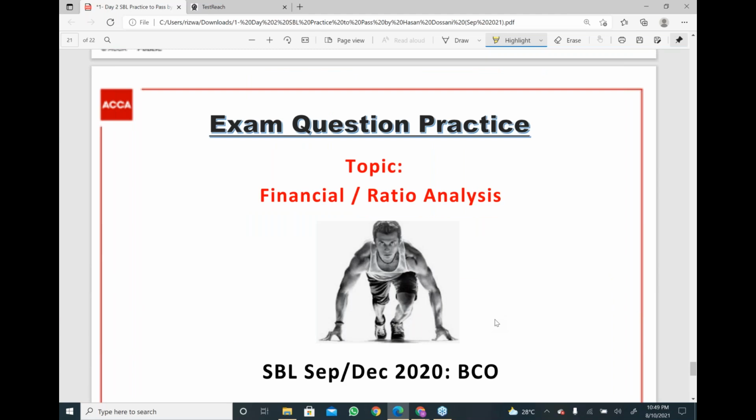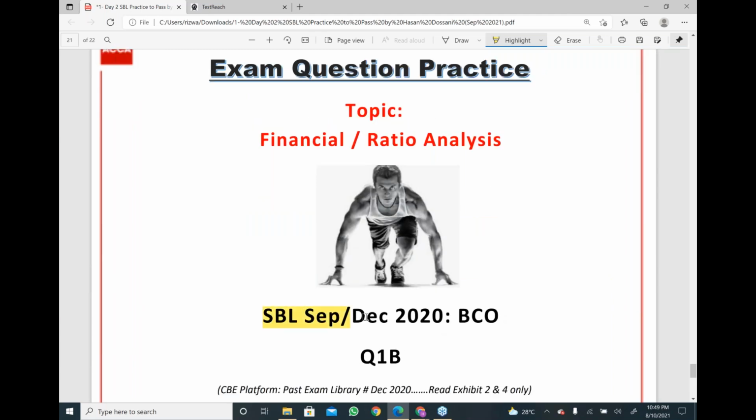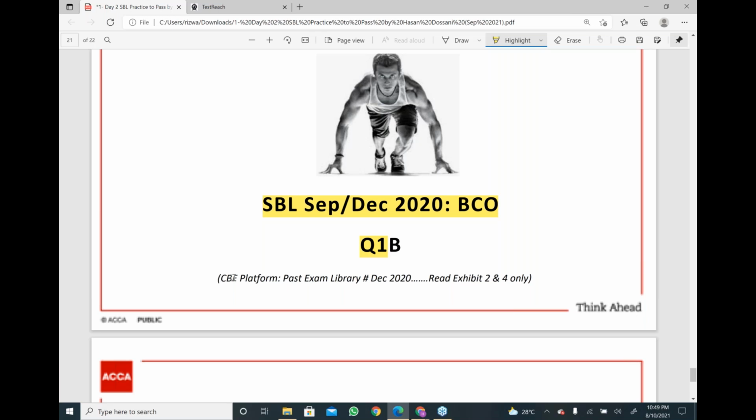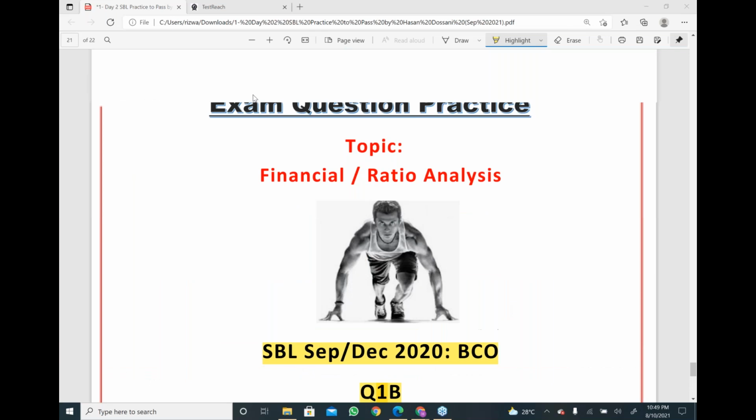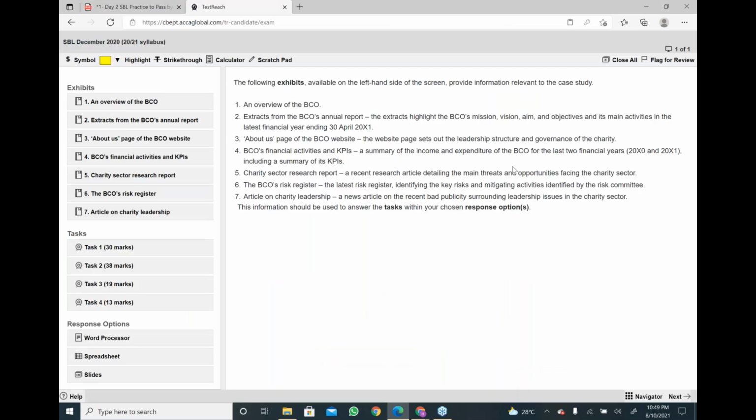So now the next question is basically the September-December 2020 paper, called BCO, question number 1B. For that, we will open up the CBE platform. We will go to the past exam library, December 2020, and read exhibits 2 and 4. So I'll go to my sheet, the testing, and I already have it opened up. So let's look at the financial activity. Yeah, this one.